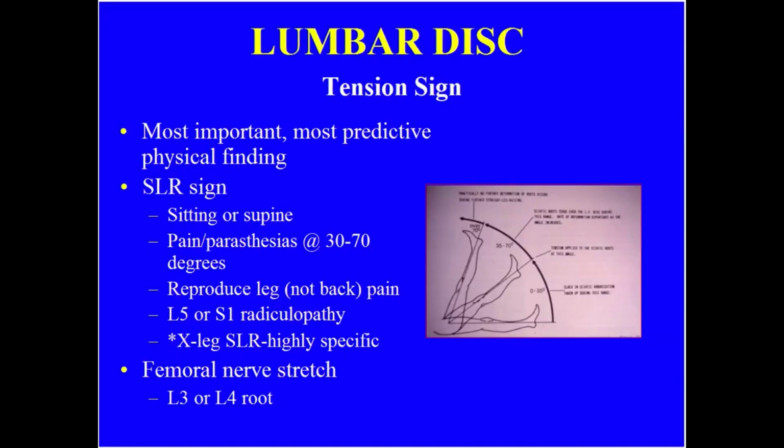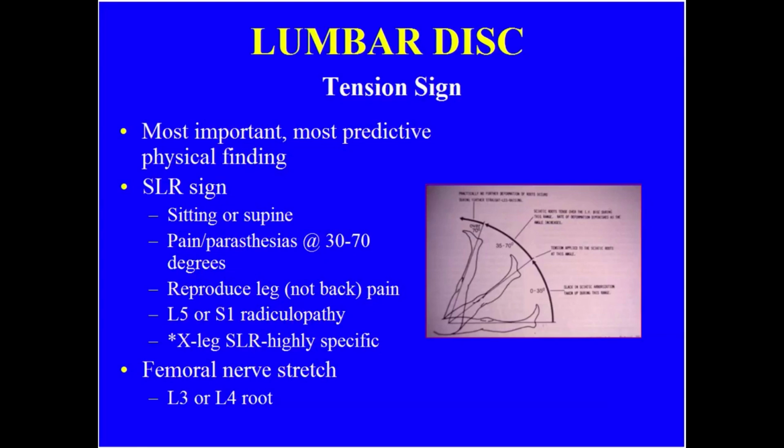Be aware of the significance of the tension sign, i.e. the straight leg raising sign, or in some cases the femoral nerve stretch test. It is the most important and most predictive physical finding for identifying who is a good candidate for surgery. The straight leg raising sign can be done sitting or supine, and in the supine position, it reproduces the patient's pain and or paresthesias between about 30 to 70 degrees of hip flexion with the knee straight. It should reproduce the patient's leg pain, not their back pain, to be considered positive.